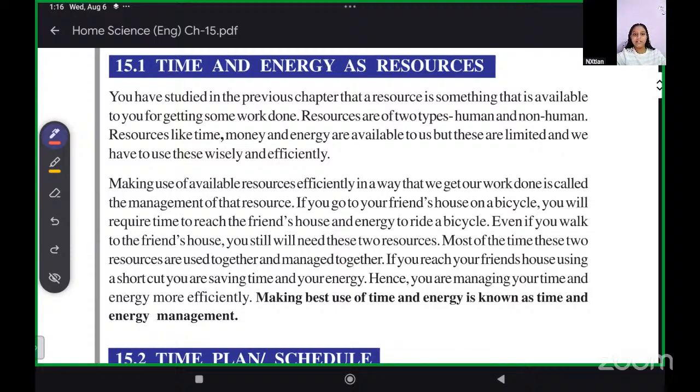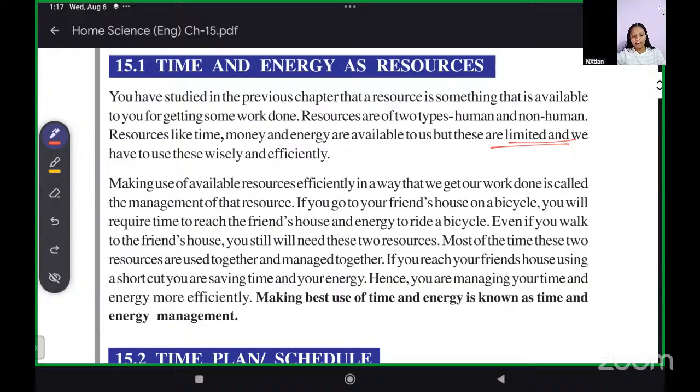Time is a resource with which we can get things done. So these are all resources, but they are limited resources. They are not unlimited. In the same way, water is a limited resource, coal and petroleum are limited resources. Those are natural resources, but these, time, money, and energy, are non-human resources.